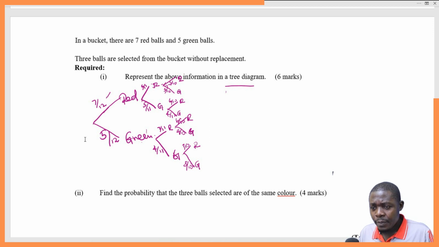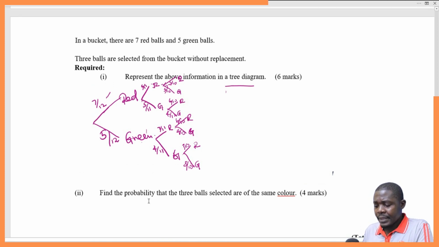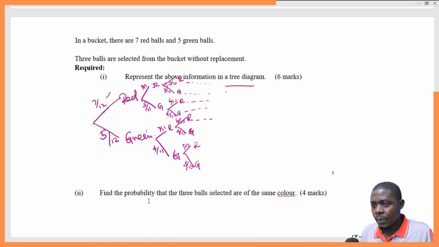Then Roman 2, find the probability that the three balls selected are of the same color. Now, for example, this particular probability, let me extrapolate it this manner. This probability, here you have your first ball was red. Second ball here was red, and the third ball here was also red. Probability 2, the first ball here was red. Second ball was green, that ball was red.